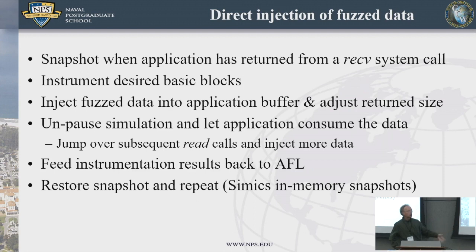I can then go through and instrument the heck out of all the basic blocks so I know what code coverage I get. And then I can inject the fuzz data directly into memory. This avoids all kinds of problems about putting the data on a network or into a file and trying to harness and manage the application that's running. I then can unpause the simulation, watch what happens, gather up the instrumentation, feed that back to the fuzzer, and repeat.